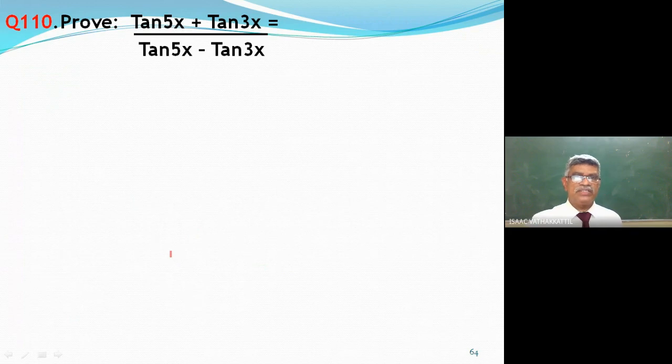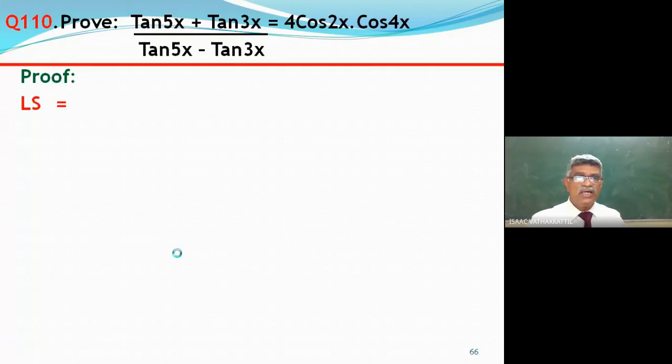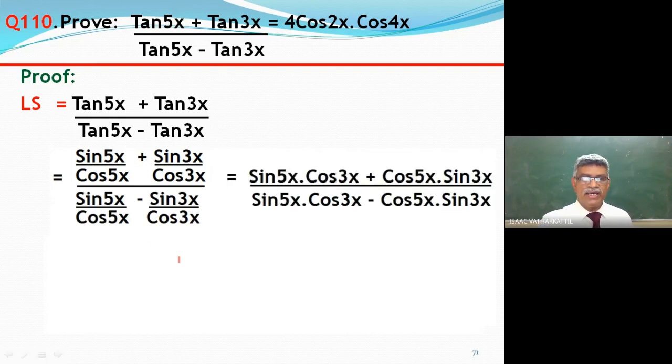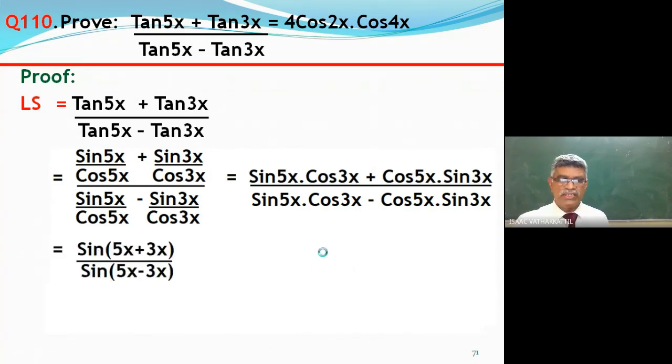Tan 5x plus tan 3x upon tan 5x minus tan 3x equals 4 cos 2x cos 4x. Routine one, we take tan 5x as sin 5x by cos 5x, and when simplifying, the denominators will cancel out. It is of the form sin a cos b plus cos a sin b in the numerator, and in the denominator sin a cos b minus cos a sin b. You know that is numerator sin a plus b, denominator sin a minus b. So it is nothing but sin 8x by sin 2x.